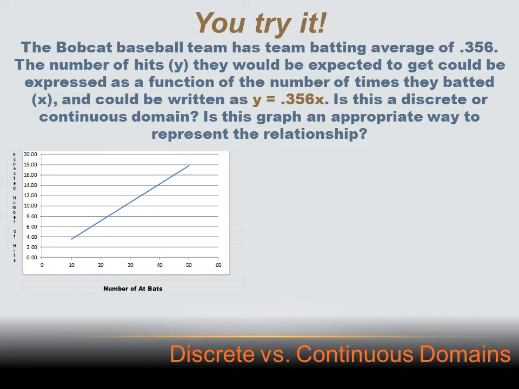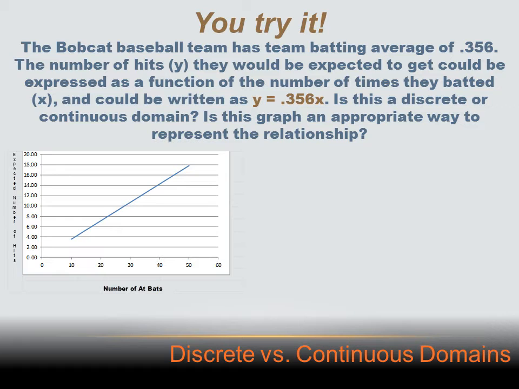Well, let's think about it. We've got an X value, and the range of possible X values would be our domain. And we're trying to determine if our domain is discrete or continuous. And our X value is the number of times the team was at bat, the number of times batters were at the plate. Well, is that a discrete number or a continuous number? Could somebody be at the plate 1.5 times? Or could they only be at the plate 1 or 2 or 3 or a discrete number of times? Well, it's clearly the latter. Nobody could be at the plate 1/2 times. So the function is discrete.